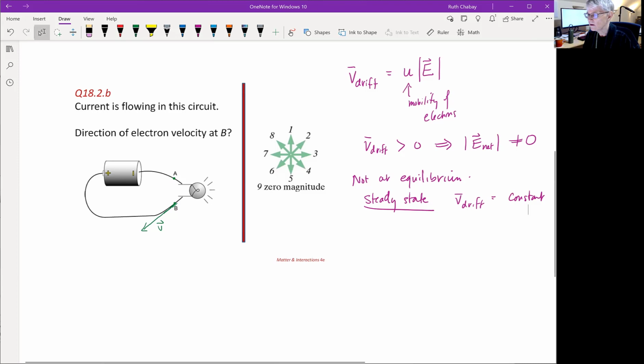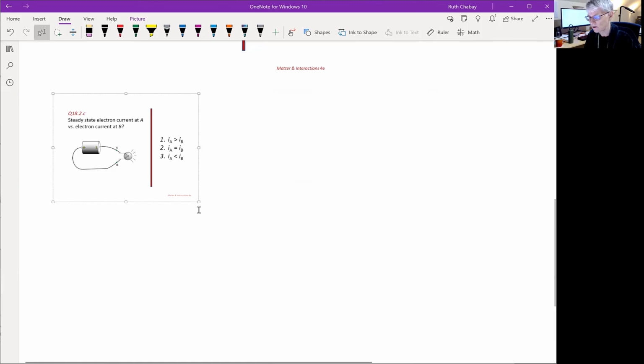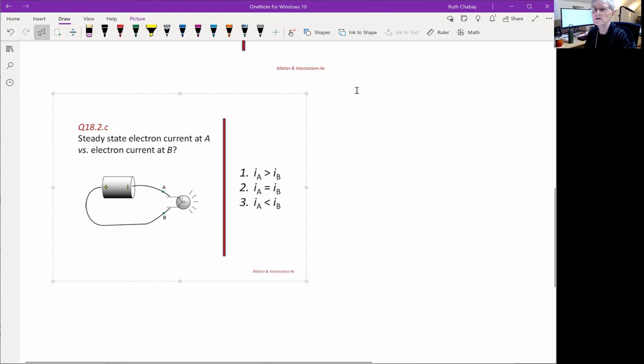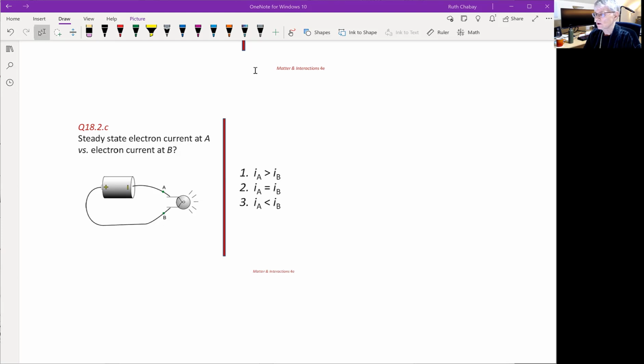So then the next interesting thing to think about is, in this steady state, let's consider the same circuit, the one we have been talking about here. How does the electron current at location A compare to the electron current at location B? That is, electron current is the number of electrons per second entering a section of conductor, right? And so the question is, how does the number of electrons per second passing location A compare to the number of electrons per second passing location B in this circuit? We'll talk in a minute about what happens in the filament of the light bulb and why the light bulb is giving off light, because that's an important question.